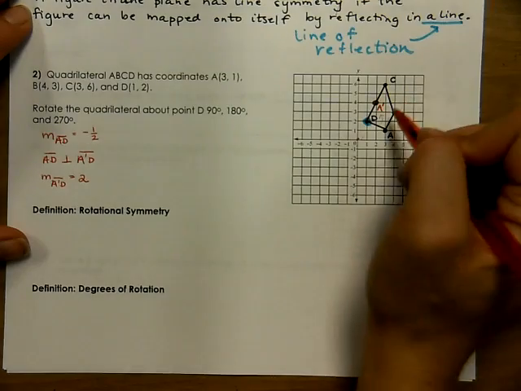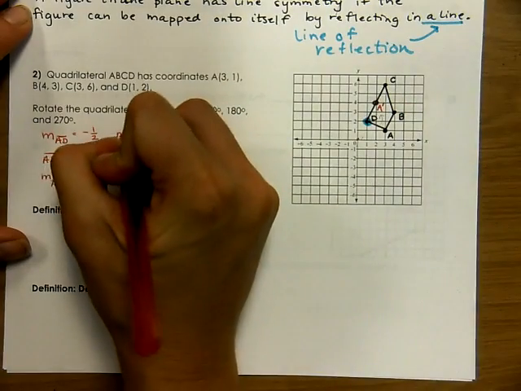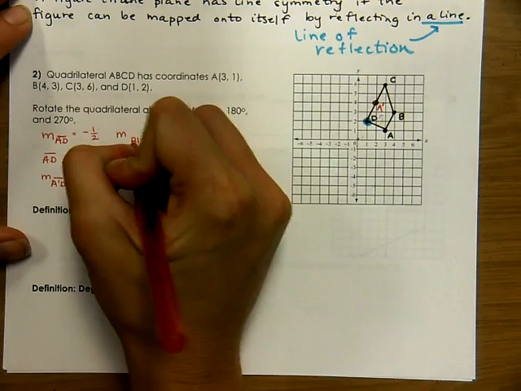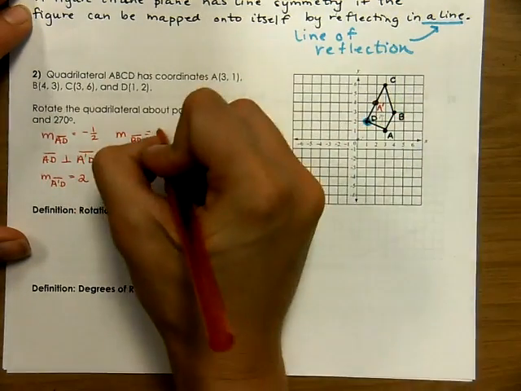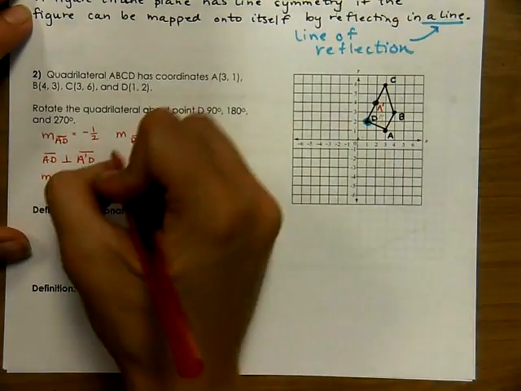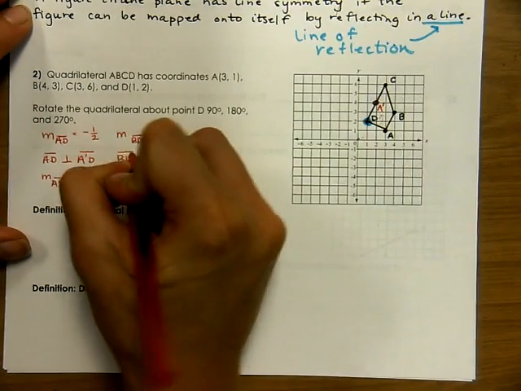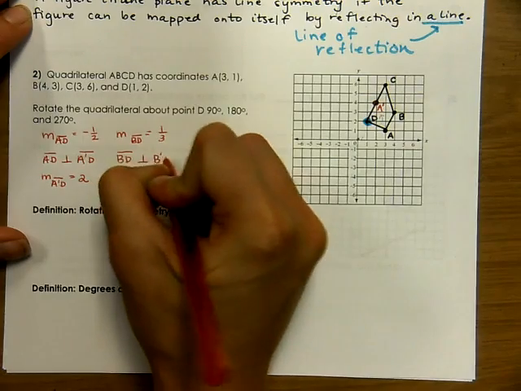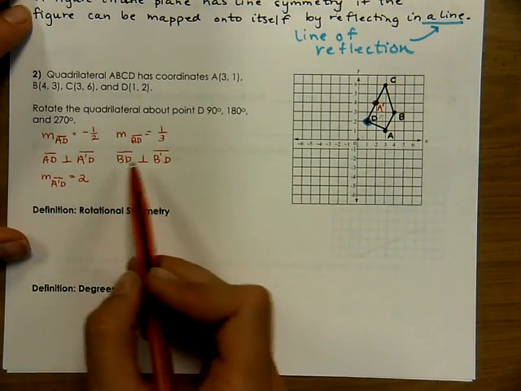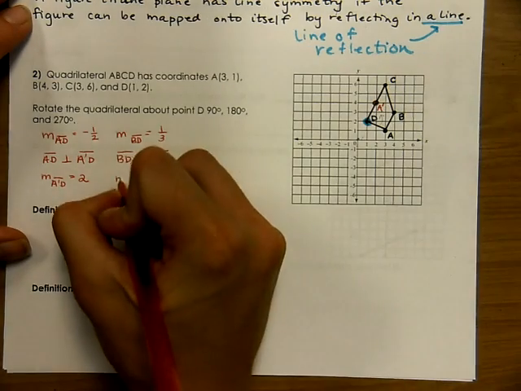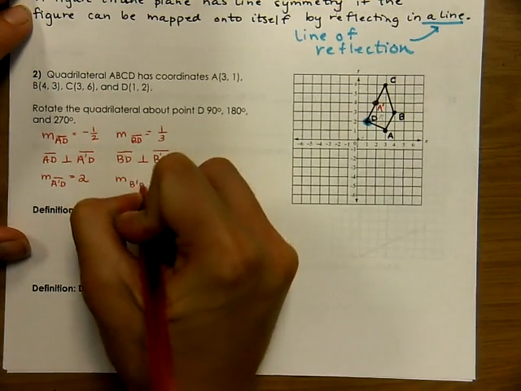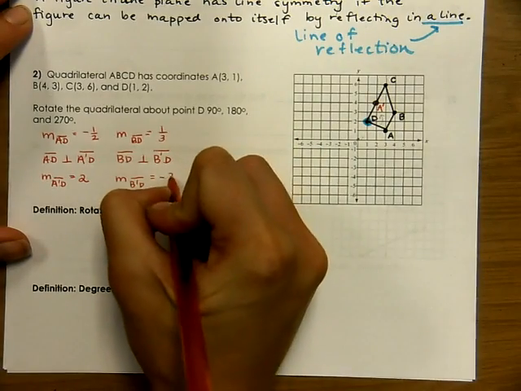Okay? Now I'll do the same thing for B. The slope of BD is equal to, well, I rise 1, run 3, 1/3. I know that BD will have to be perpendicular to B prime D if it's going to be a 90-degree turn, or a right angle, which means that the slope of B prime D will have to be equal to -3.